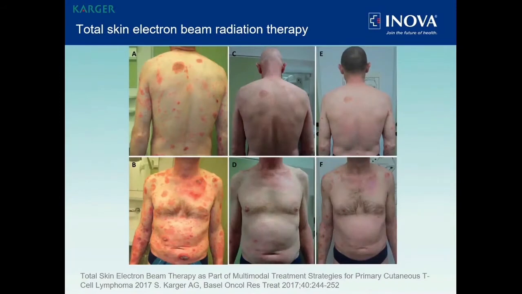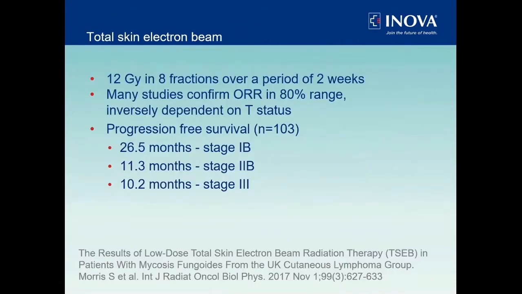Here's an example of a patient who underwent total skin electron beam, and you can see that there's pretty dramatic clearance of the skin lesions there. The problem is that the amount of clearance that you get is pretty consistent across many stages of disease, including advanced disease, but the duration of that response dramatically goes down if you present with more advanced disease.